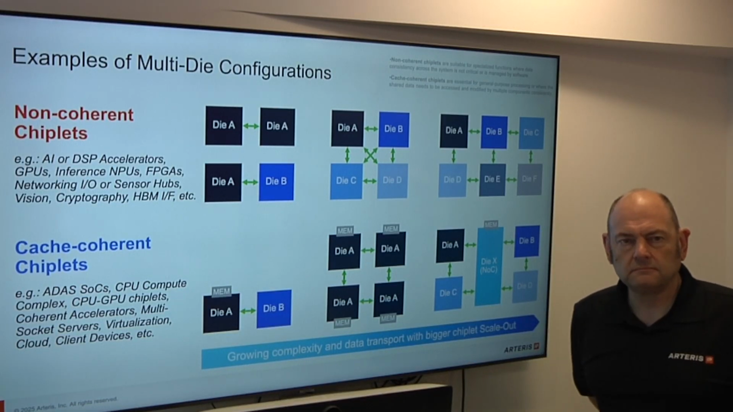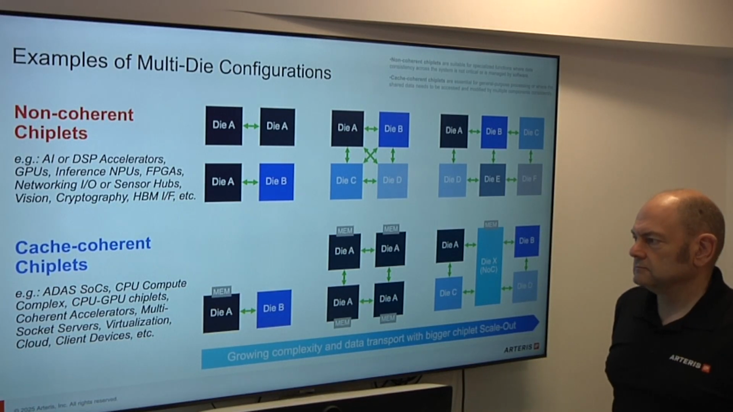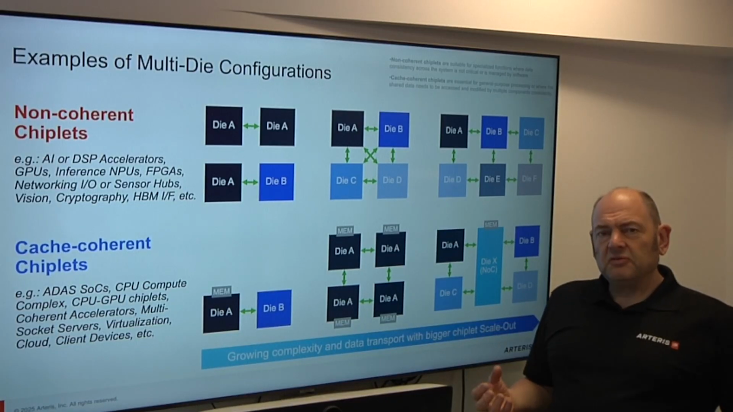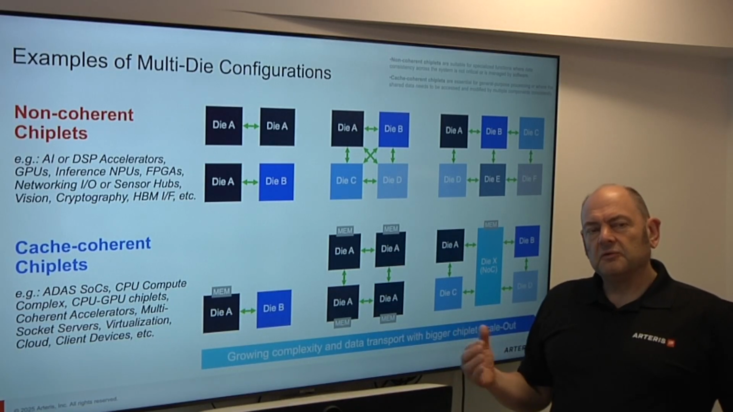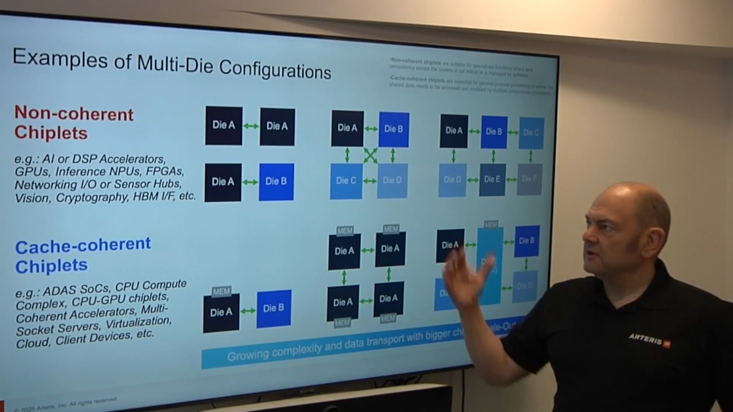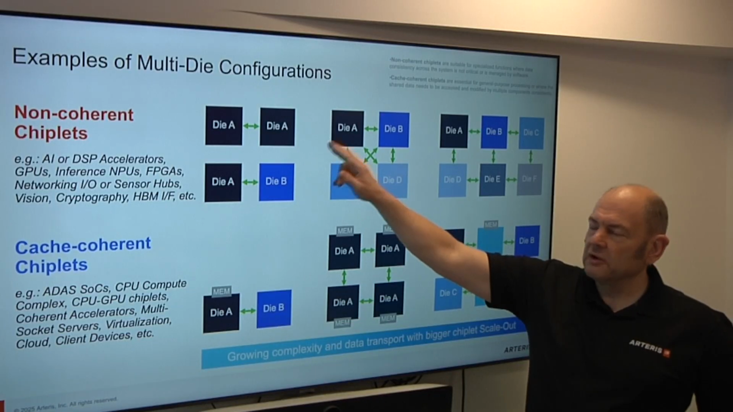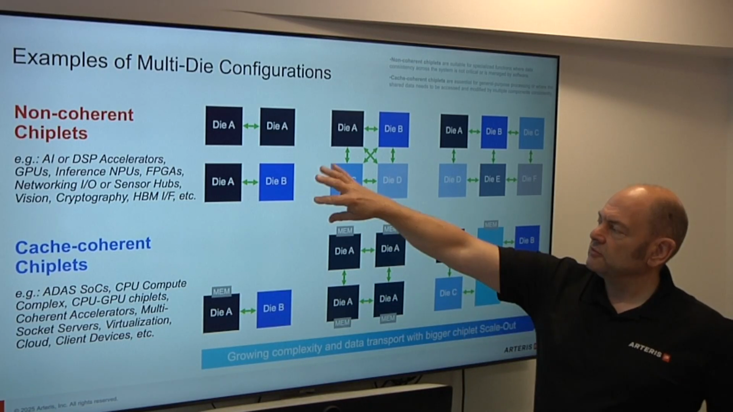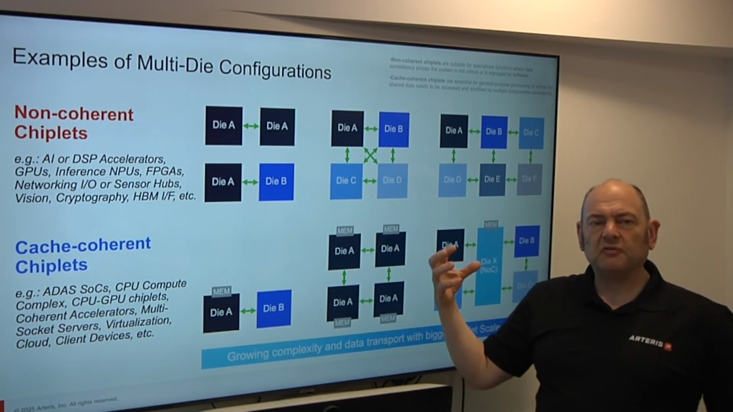How do you do that? I mean, what benefits do you get from that as well? Yeah, I mentioned scaling up and scaling out. So as we scale out the non-coherent dies and we have one die talking to another, it's more or less a fire and forget.